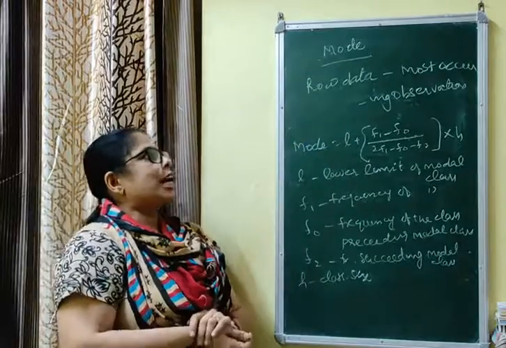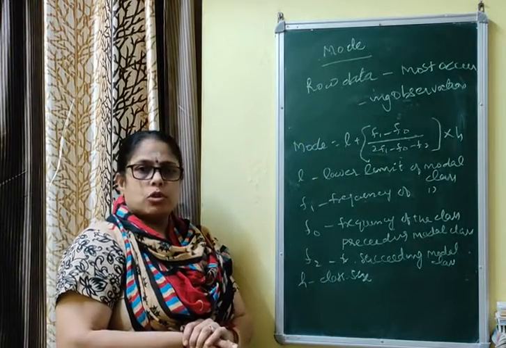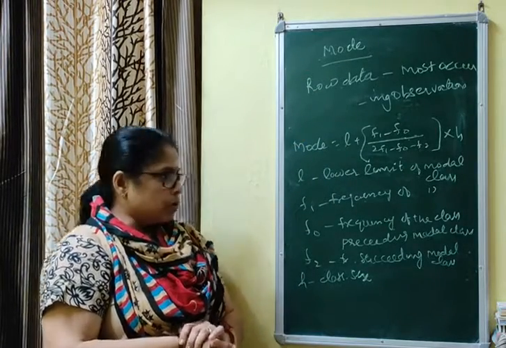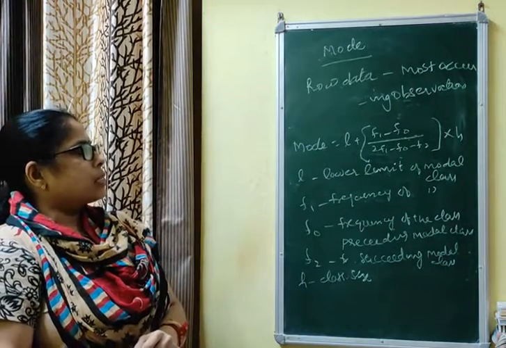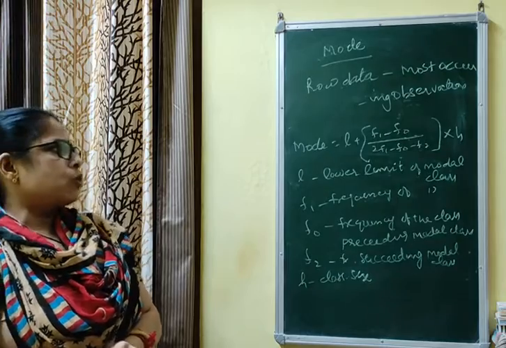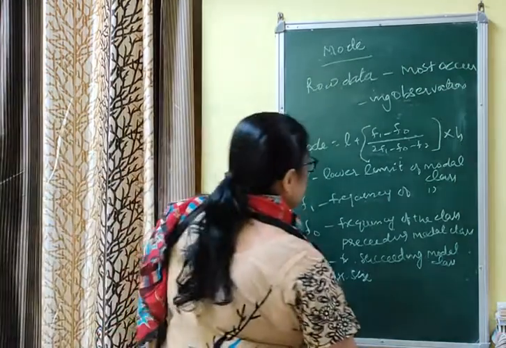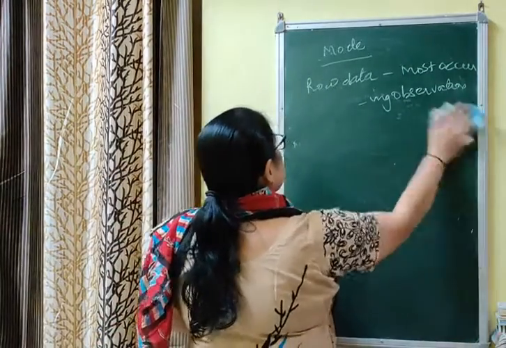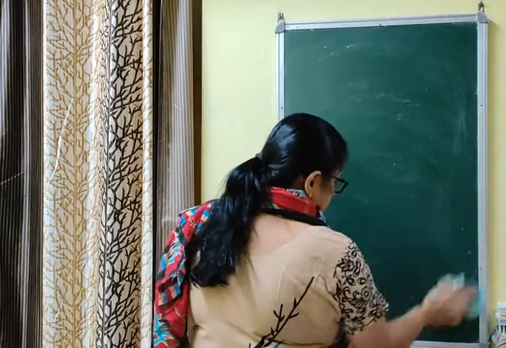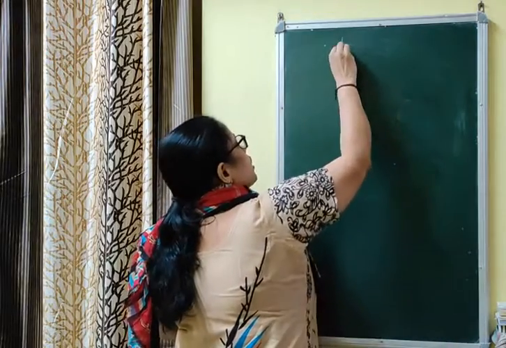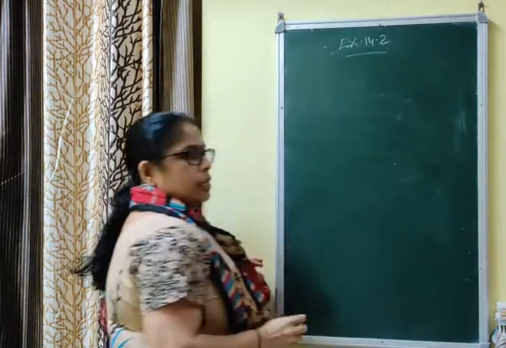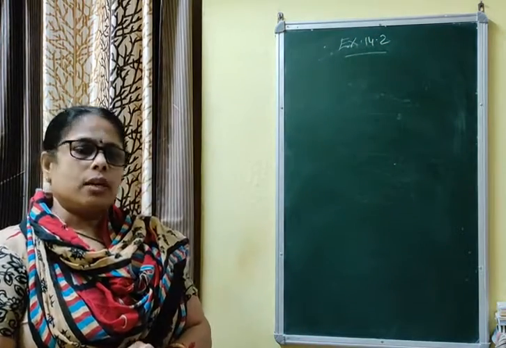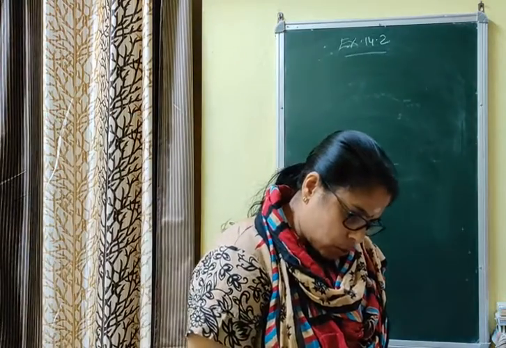That is, for raw data, mode is the most occurring observation, the observation with the highest frequency. For grouped data, mode is L plus f1 minus f0 upon 2f1 minus f0 minus f2, into h. Now let us start doing questions. Now let us start doing exercise 14.2. This is very simple. If you are asked to find the mode of a data, it may come for 2 marks only in the board examination. Now let us start the question.